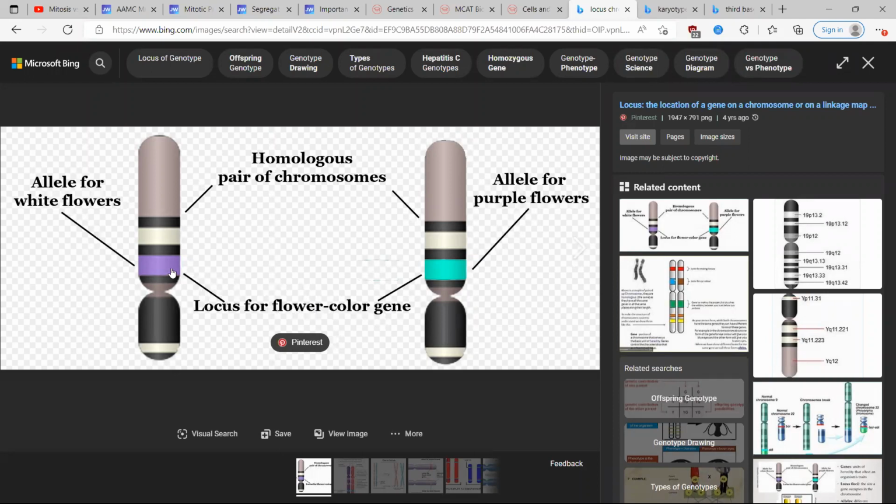So they're both in this region, or locus, in this position of the chromosome, and they are both coding for a flower color. However, the left one is coding for white, and the right one is coding for purple. I don't know why they chose totally not matching colors, but the point is that the left one codes for the flower color gene and a white flower. The right one codes for the flower color gene, but a purple flower. So these are homologous chromosomes, and this is where our genetic variability comes from. So we're going to explore this.